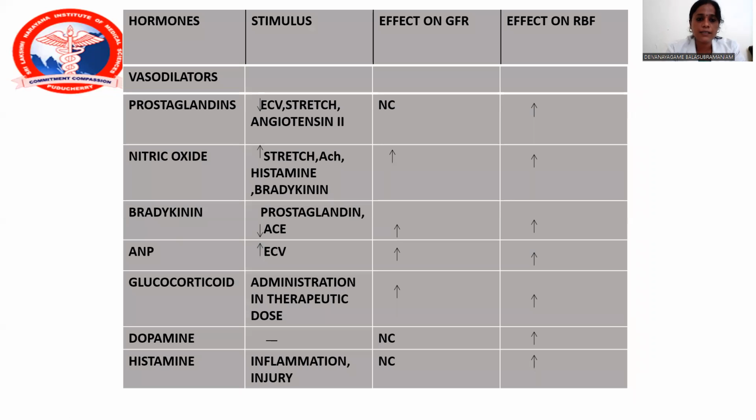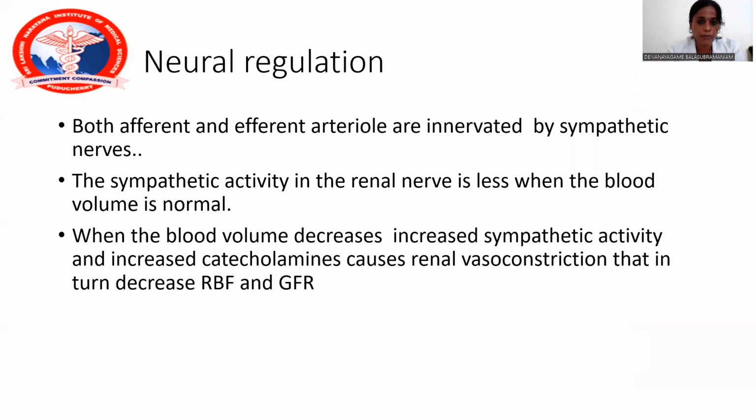And vasodilators like prostaglandin: there is no change in GFR. Whereas nitric oxide, bradykinin, atrial natriuretic peptide, and glucocorticoid all cause an increase in the GFR by causing vasodilatation. Whereas dopamine as well as histamine, there is no change. Whenever there is vasodilatation, there will be an increase in the renal blood flow.